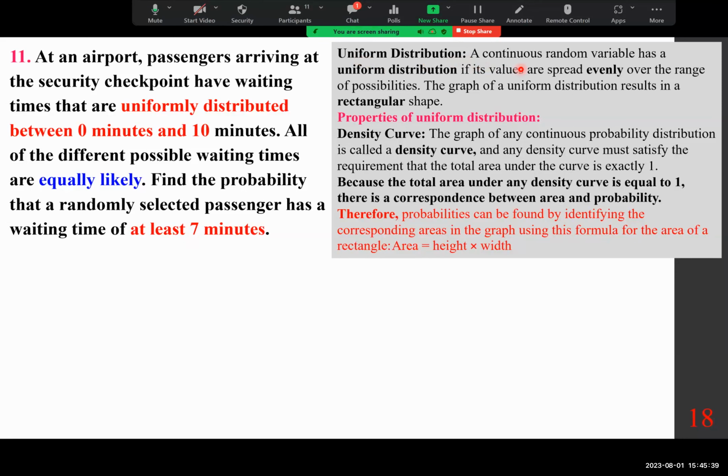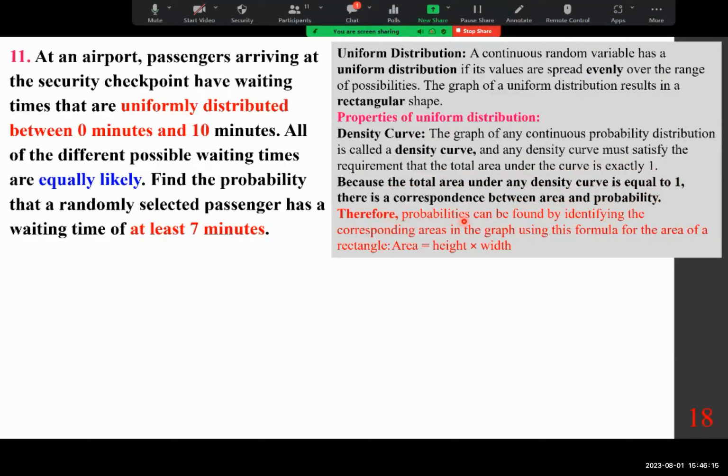Uniform distribution. A continuous random variable has a uniform distribution if its values are spread evenly over the range of possibilities. The graph of a uniform distribution results in a rectangular shape. Properties of uniform distribution. Density curve. The graph of any continuous probability distribution is called a density curve. And any density curve must satisfy the requirement that the total area under the curve is exactly 1. Because the total area under any density curve is equal to 1, there's a correspondence between the area and probability.